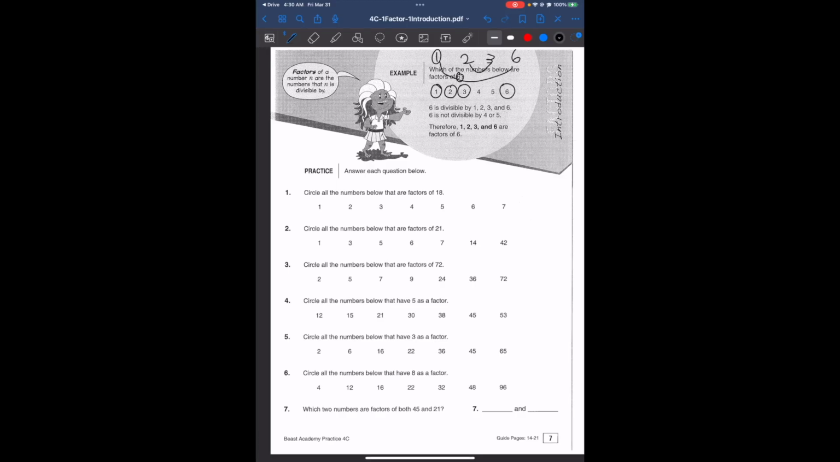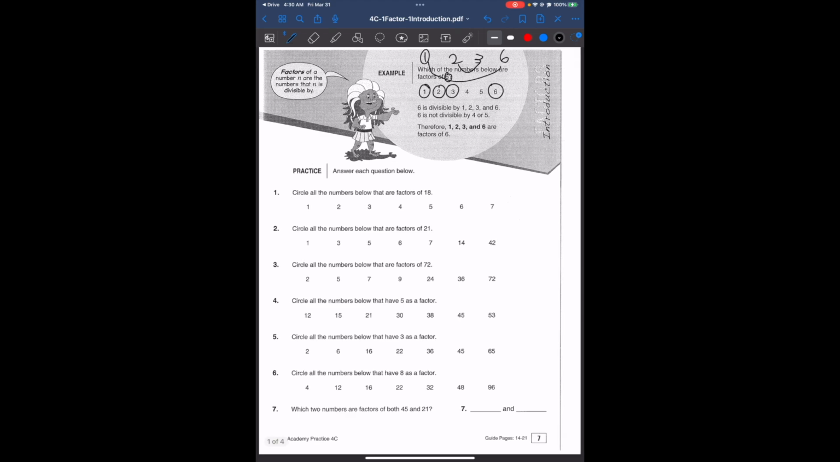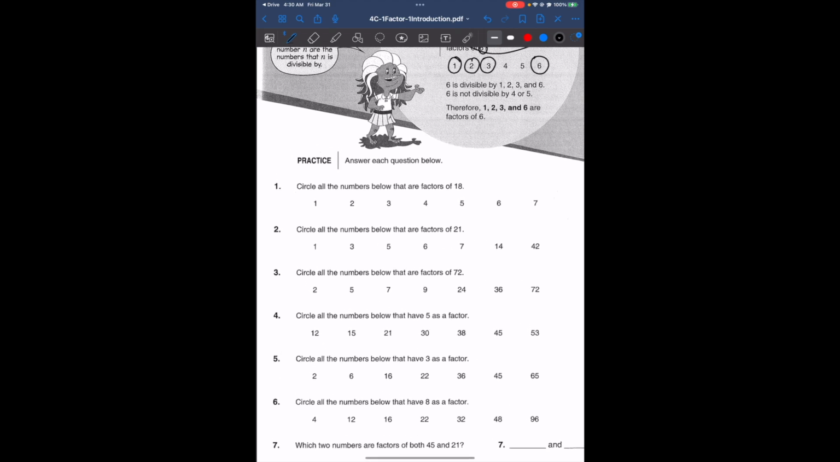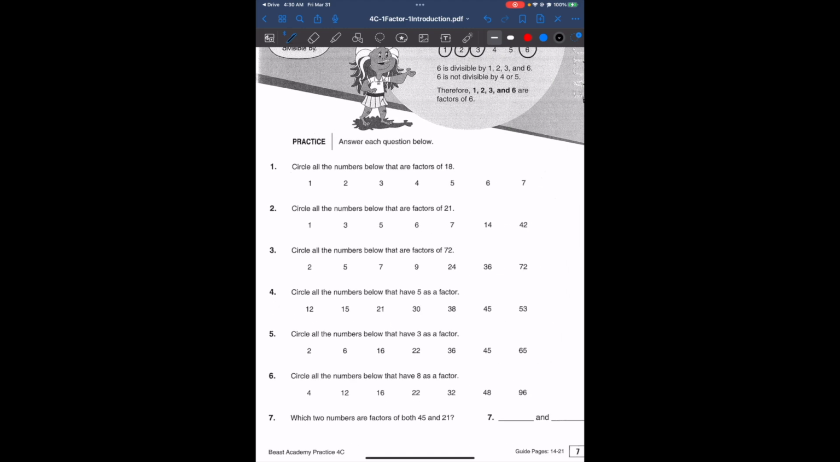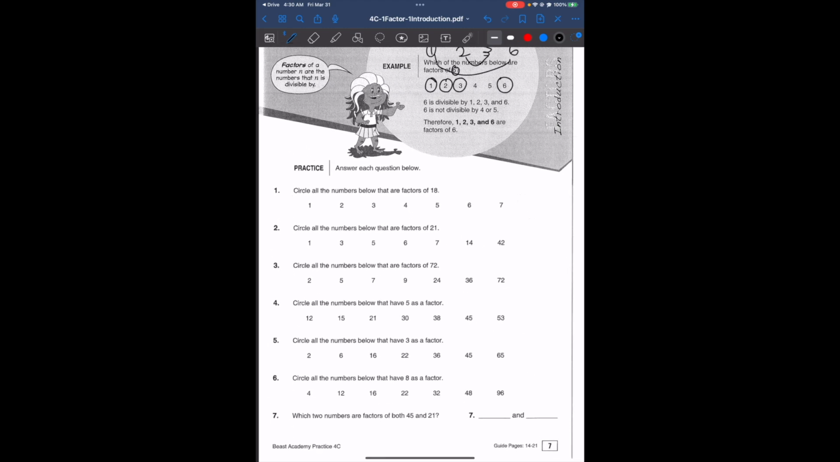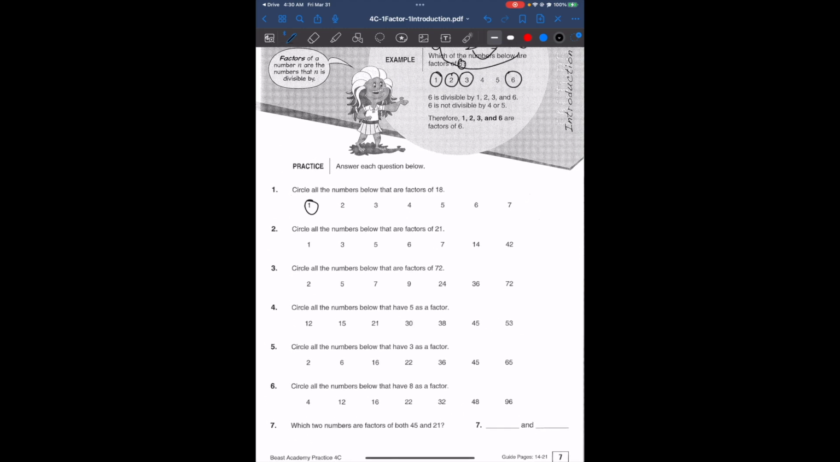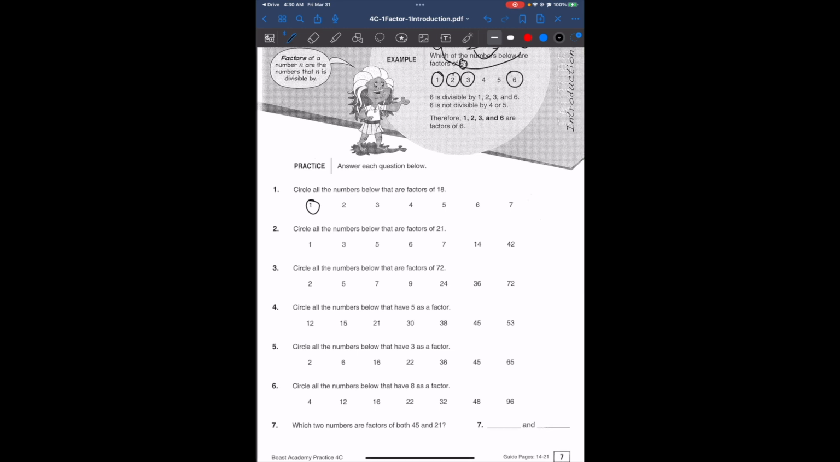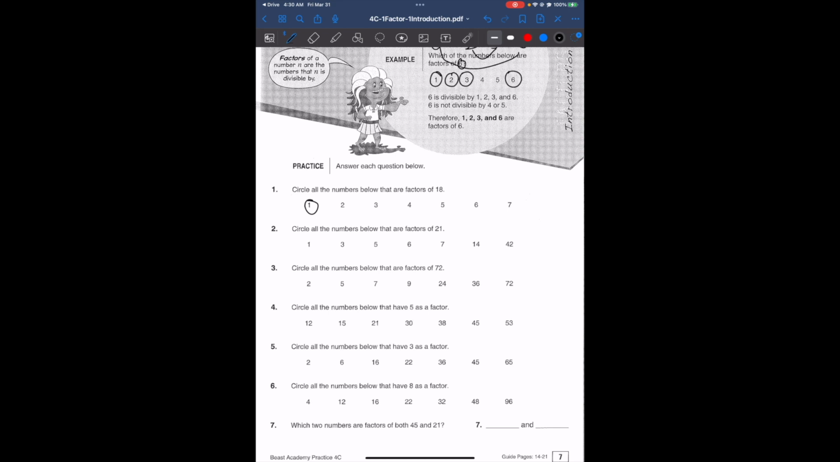Now we're going to solve some practice problems to get used to factors. We're going to circle all numbers below that are factors of 18. So 1 is a factor of 18. 18 is divisible by 2 because 18 divided by 2 is 9. 18 divided by 3 is 6, so 6 is also going to be a factor. 18 is not divisible by 4, 5, or 7. So these four are going to be factors of 18.